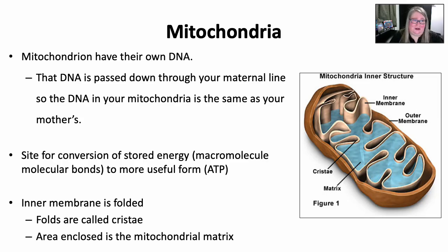Okay, we get energy from carbohydrates, we get energy from glucose, we get energy from starch, we get energy from glycogen, but we can't use it directly. So what the mitochondria does is it takes those carbohydrates, breaks them down to glucose, and then takes that glucose and further breaks it down into a usable form called ATP.